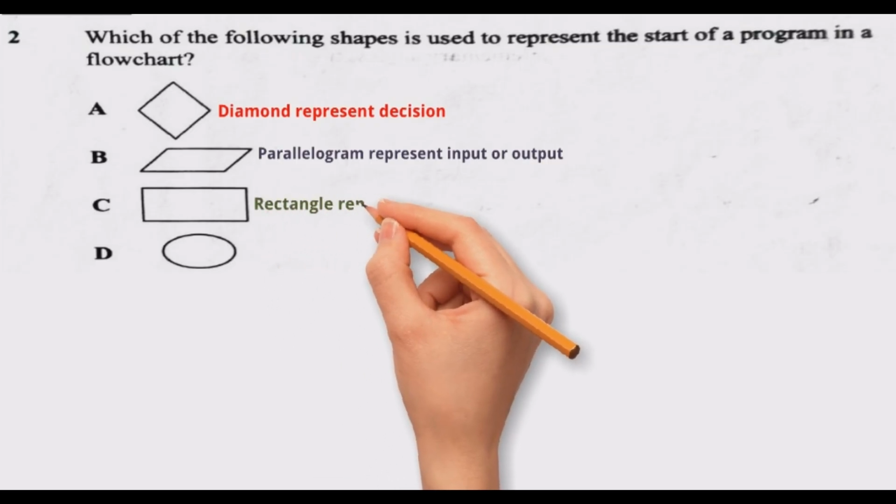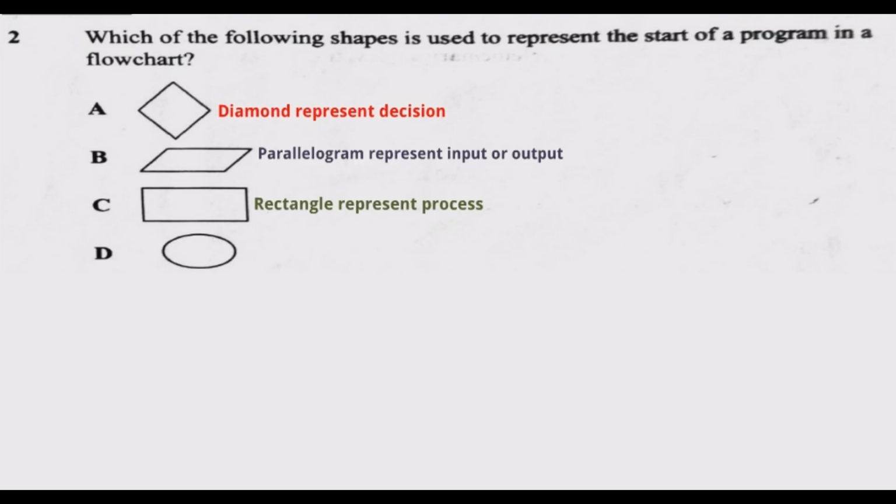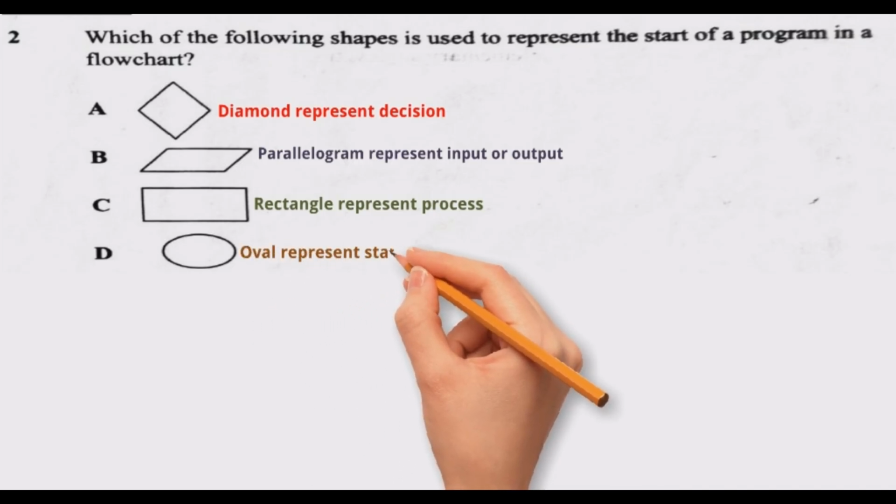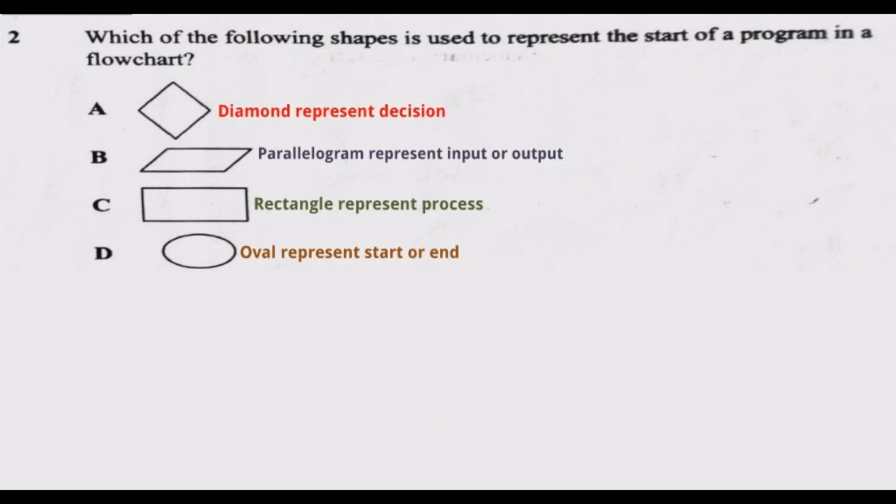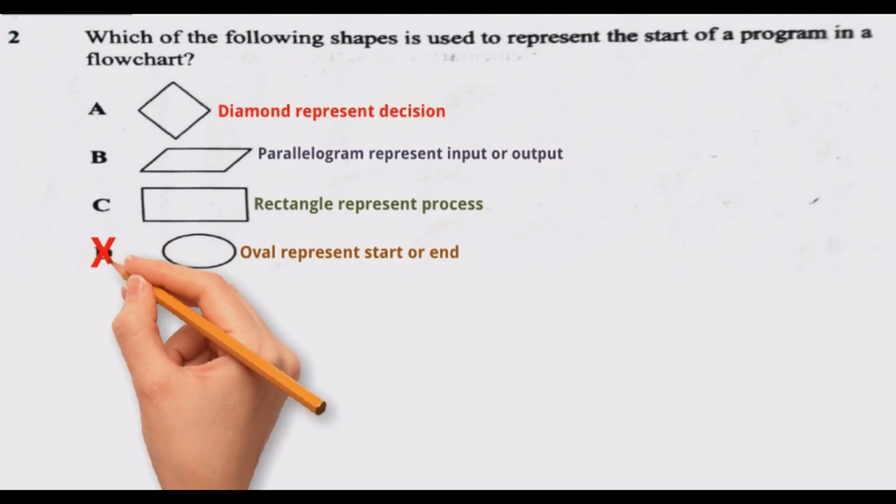C, rectangle. Rectangle represents the process. So when you see a rectangle in a flowchart, that is representing the process. D, the oval shape there, that represents the start or end. So when you go back to the question, which of the following shapes is used to represent the start of a program in a flowchart? The correct answer is D.